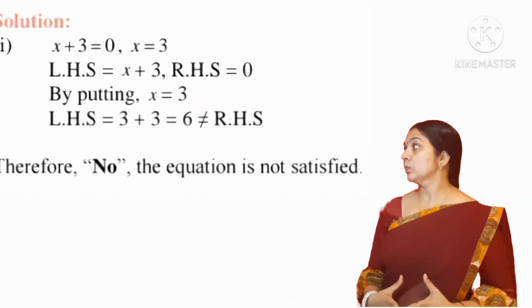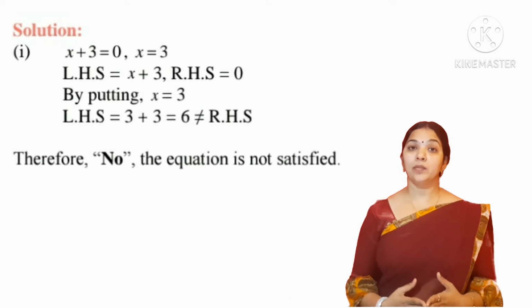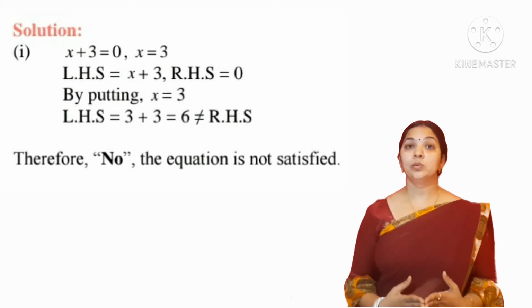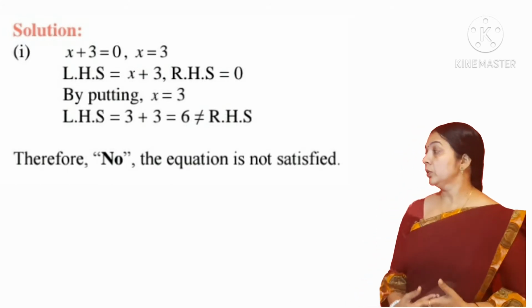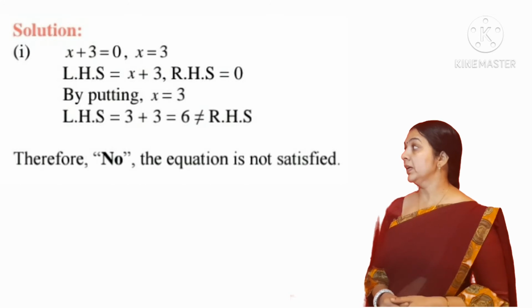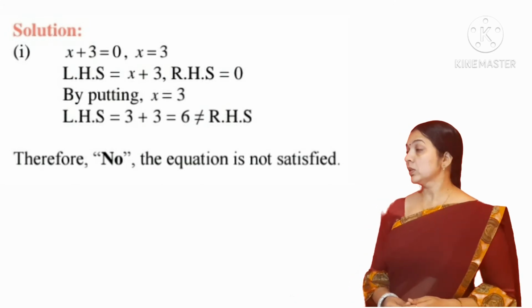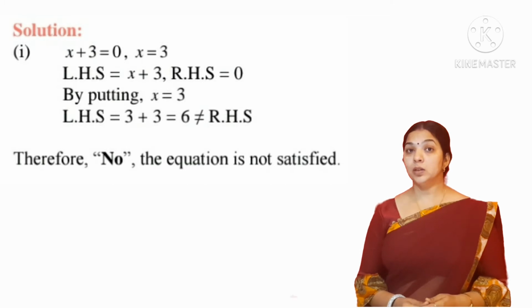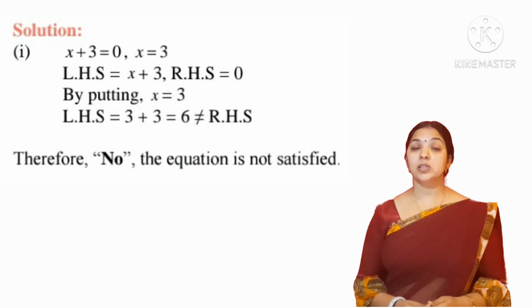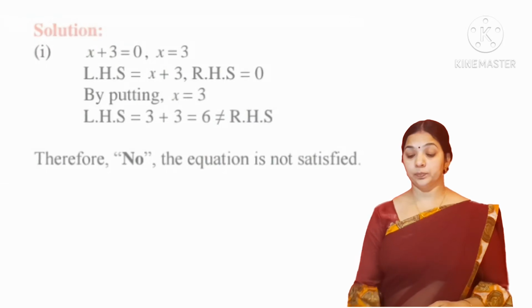The first is x plus 3 is equal to 0. The given equation is x plus 3 is equal to 0, and we have to put the value x is equal to 3. Now what will we do? We will put the value of 3 in place of x. So we will replace x by 3, and 3 plus 3 is equal to 6, and 6 is not equal to 0. So what will we say? That RHS and LHS are not equal. So the given value of x doesn't satisfy the given equation.